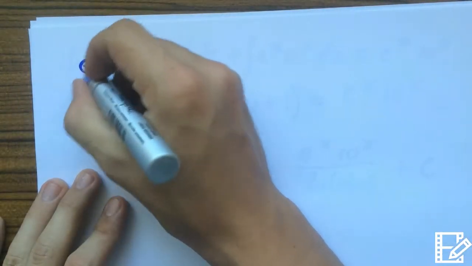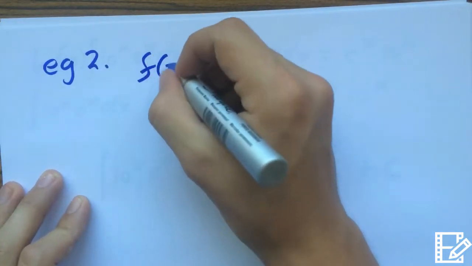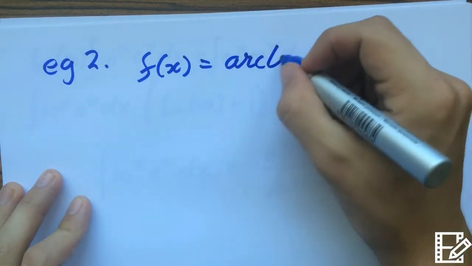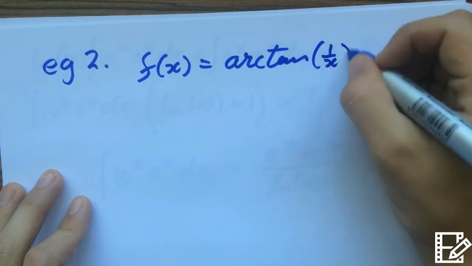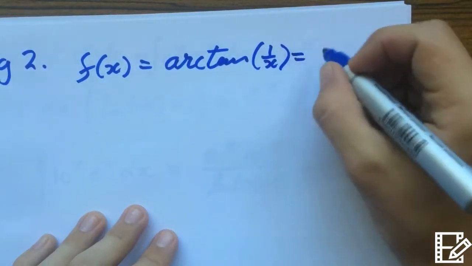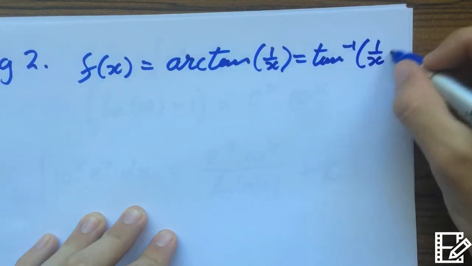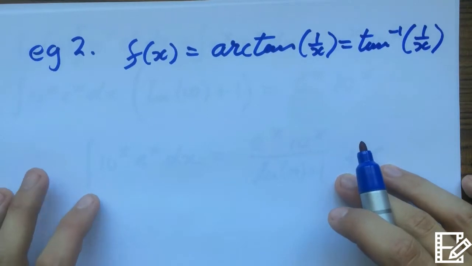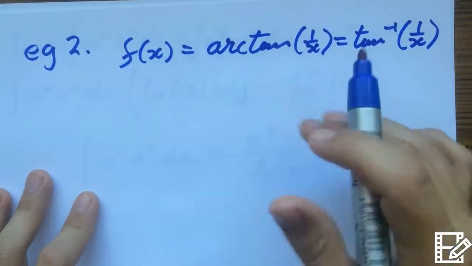And on the second example, we have a function that equals arctan, or arctangent, of 1 on x. Or that's the same as saying tan to the negative 1 of 1 on x, or the inverse tangent. There's many ways of saying this. But anyway, let's get started.